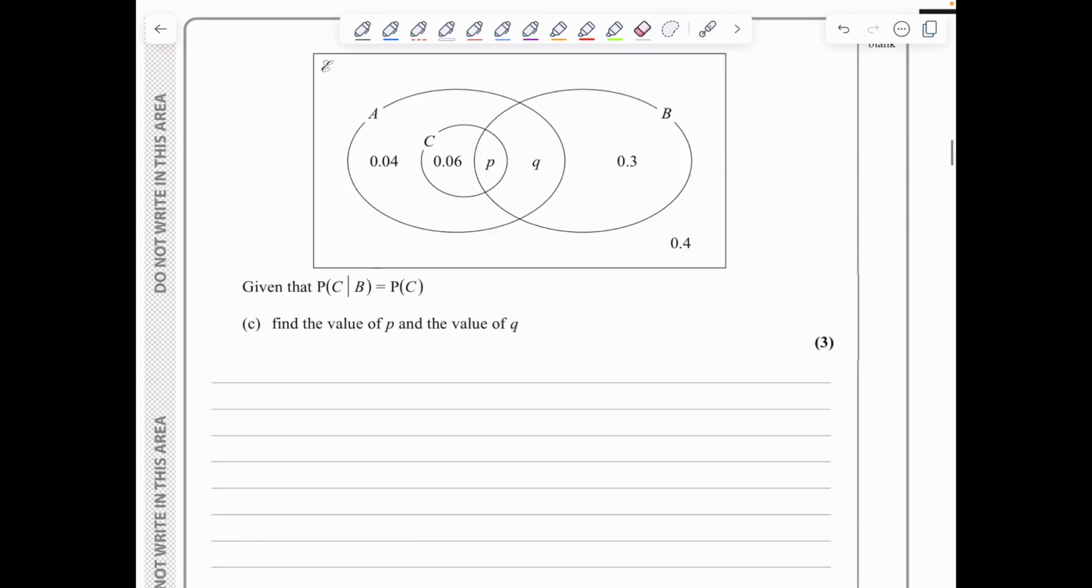conclusion. We are then told that the probability of C given B is equal to the probability of C, and we need to find the value of P and the value of Q. So the probability of C given B means I'm surely in B, so let me shade B, and the probability that I'm in C is what I've shaded here, the intersection essentially between C and B, and we are told that this is equal to the probability of C. So we've got that the probability of C given B will be the intersection, the P over the P plus Q plus 0.3, which is the probability of B.